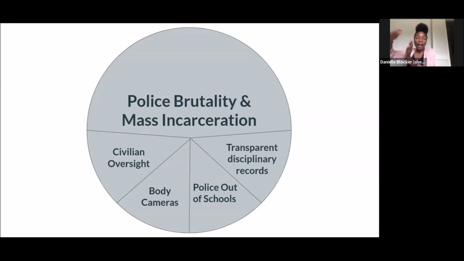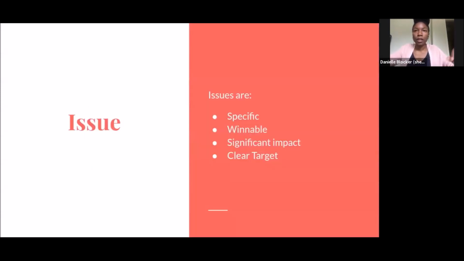And over time, we keep winning issue after issue. And not only do we learn about the problem as we solve each issue, we also build our organizing skills, our capacity with each win. And people join us, because when they see us win something small, they're like, oh, they won something. And more people join with every win. So, issues are specific, winnable, have a significant impact, so they are deeply and widely felt, and they have a clear target and decision maker.